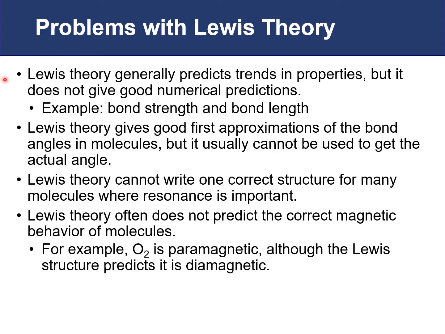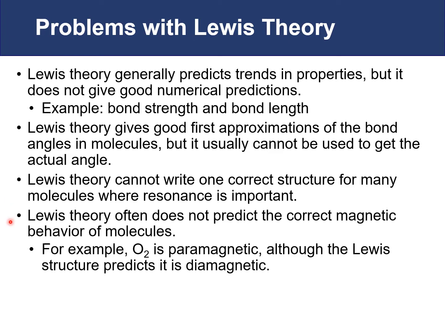Lewis theory, which we use to make Lewis dot structures, generally predicts trends in properties, but it does not give good numerical predictions, as we saw for bond strengths and bond lengths. Lewis theory gives a good first approximation of the bond angles in molecules, but it cannot be used to get the actual angles. Lewis theory cannot write one correct structure for many molecules where resonance is important.